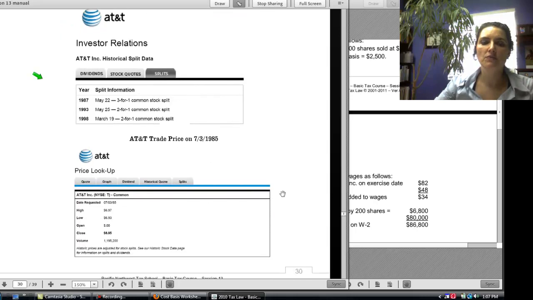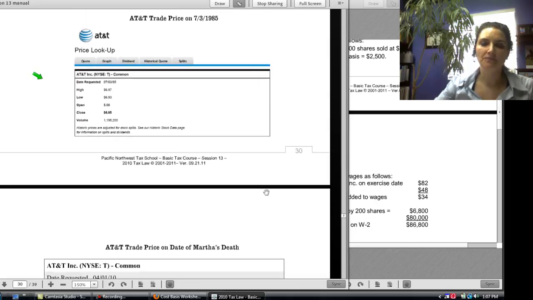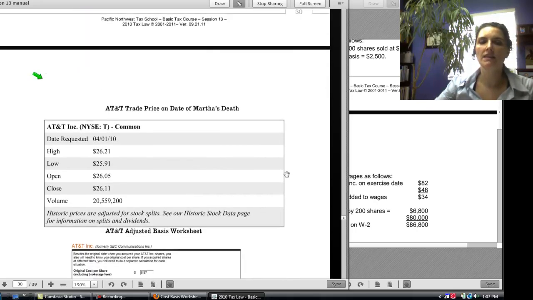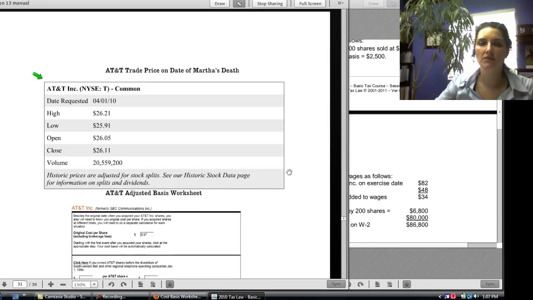So if we scroll through the course manual, we come to the AT&T trade price on the date of Martha's death. We had a high price of $26 a share and a low price of $25.91 a share. Now, where did we get this information? Because this is actual hardcore information about what AT&T traded for back on 4/1 of 2010.